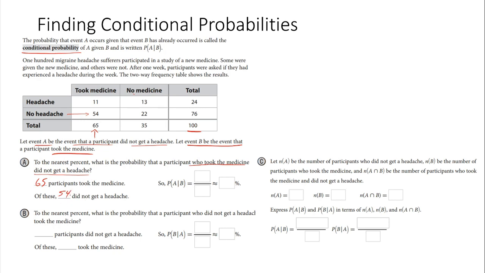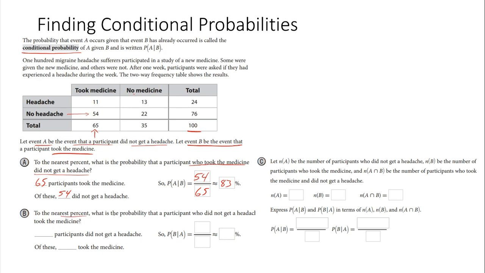So the probability of A given B is pretty much this. We have 54 people who took their medication out of 65. 54 over 65, you get about 83%. Okay, so let's check out B.